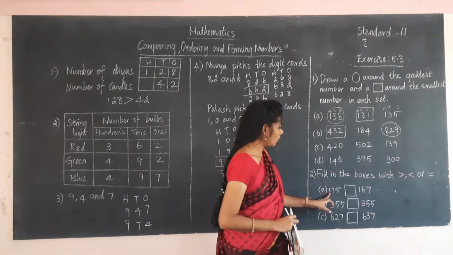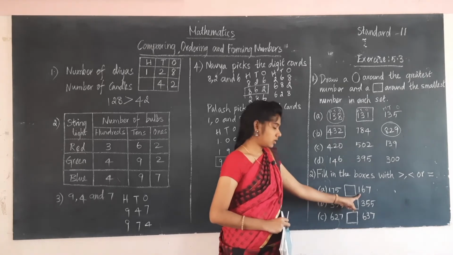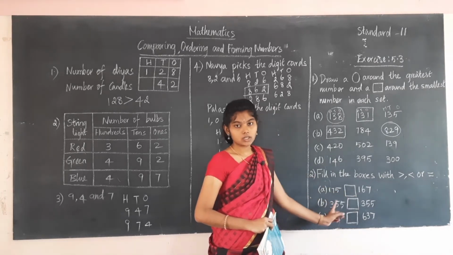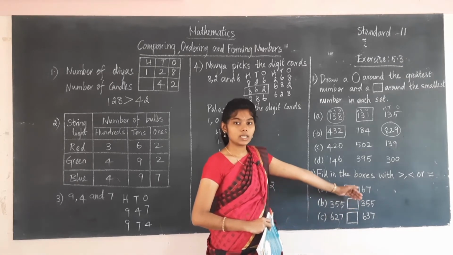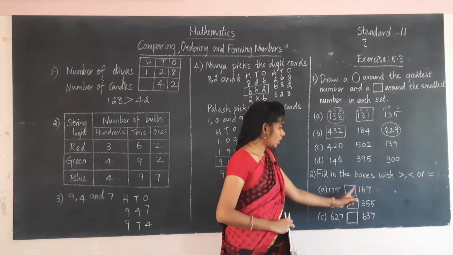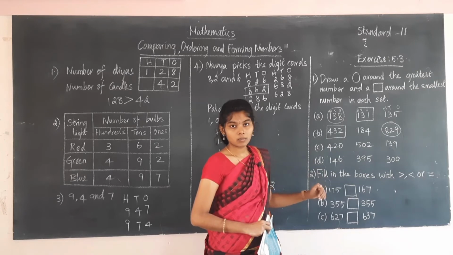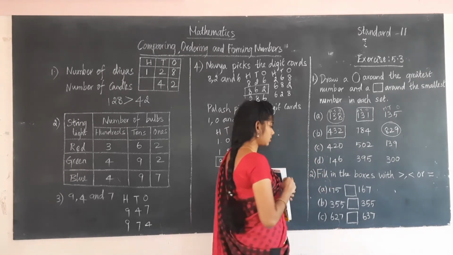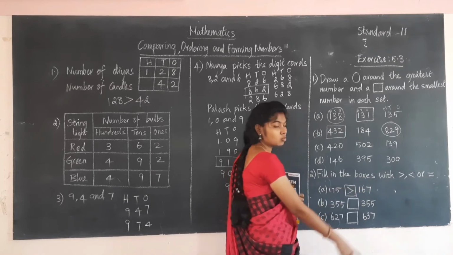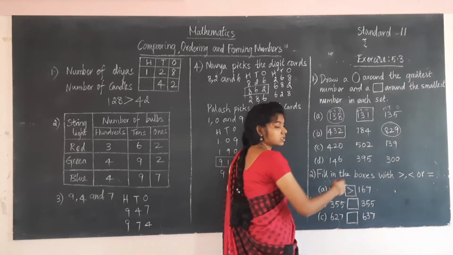Here to compare we first look at the hundreds place. Here also 1, here also 1 in the hundreds place. Next to the hundreds place we have to check the tens place, because the hundreds place is the same number. So here 7, here there is 6. Comparing these two numbers, which one is greater? 7 is greater. So where the greatest number is, there the open side will be. The sign will be open to the greater side, and the closed side will have the smallest number. So 175 is greater than 167.